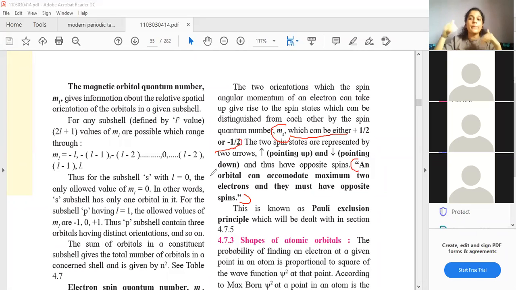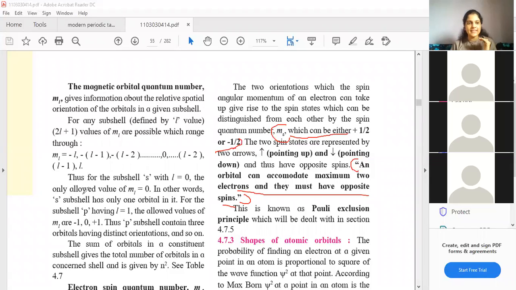All these orbitals can accommodate a maximum of 2 electrons, and they must have opposite spins. So in every orbital, the electron capacity is only 2, and both should have opposite spins. It means that if one has plus half, the other must have minus half. So the spins cancel each other out and it is balanced. It is nullified. You all are understanding.